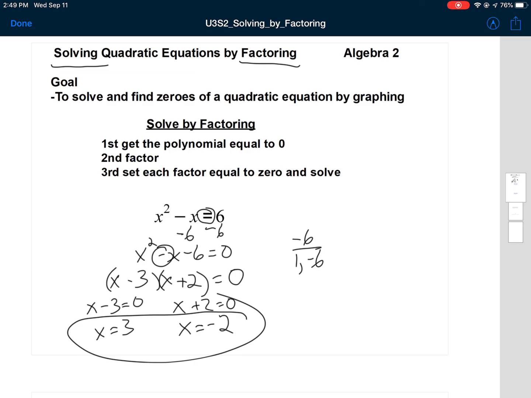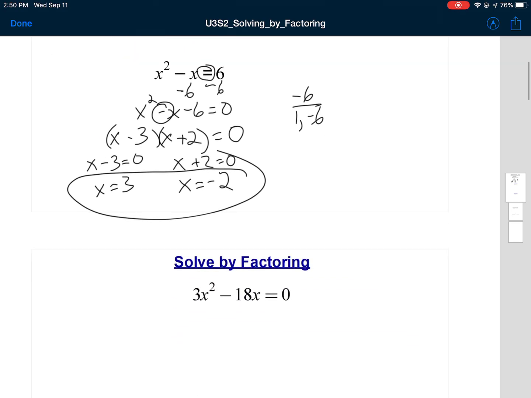Now, typically, if it's a quadratic, and it is because it's x to the second power, you're going to end up with 2 answers. So you're trying to look for 2 answers. You might get the same answer twice, but that's not the norm, just kind of the exception.